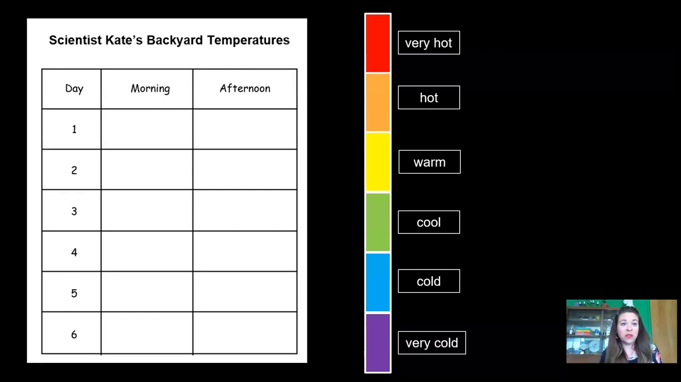So what I did was I went in my backyard and I used my big yellow thermometer and I took the temperature. I recorded the temperature in the morning and in the afternoon for 6 days. 1, 2, 3, 4, 5, 6. 6 whole days I recorded in the morning and the afternoon. And I'm going to tell you what those temperatures are.